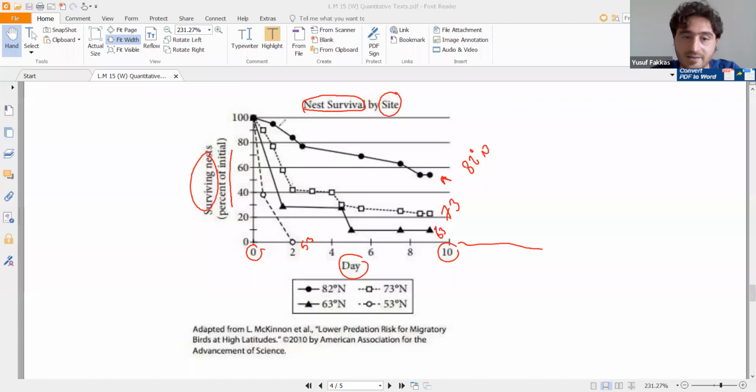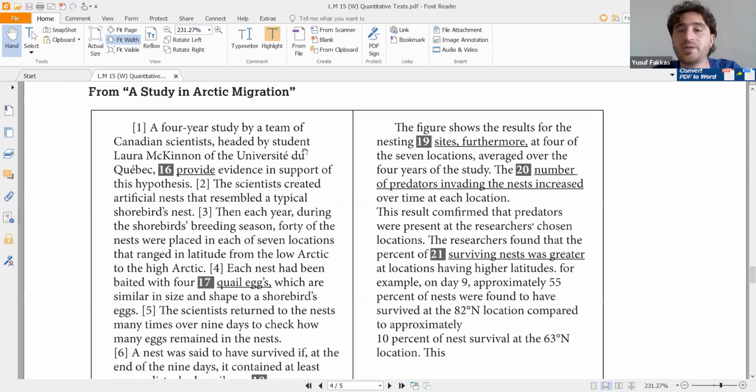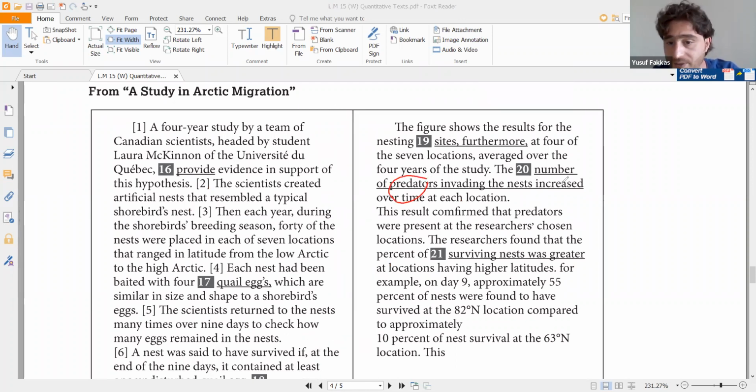What's happening is that all of them are showing a decrease in survival over time. They all started higher and then went down, as you can see, right? Now, here is the thing. Since we have a decrease in the nests, doesn't that mean that the number of predators increased?